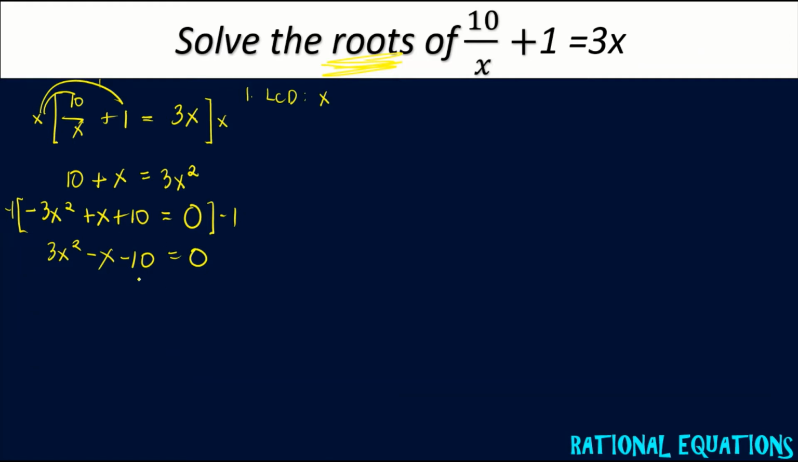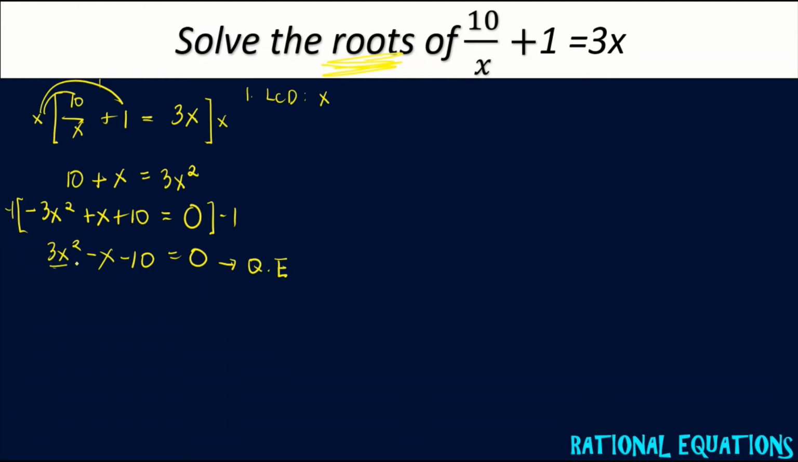So, after obtaining this quadratic equation, again, this is already in general form of a quadratic equation. So, next step is to solve for the roots of this equation, 3x squared minus x minus 10 equals 0. Since this equation is factorable, pwede nating i-factor. Pwede rin gamitan natin ng completing the square or pwede rin gamitan ng quadratic formula. So, in here, I'm going to use the factoring. Okay, so trial and error.